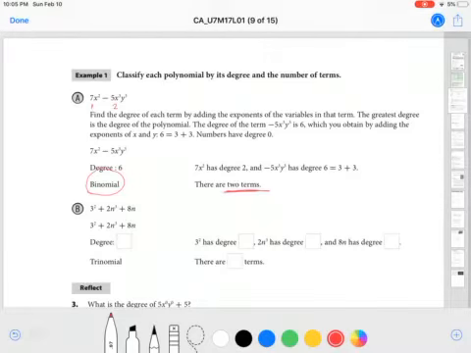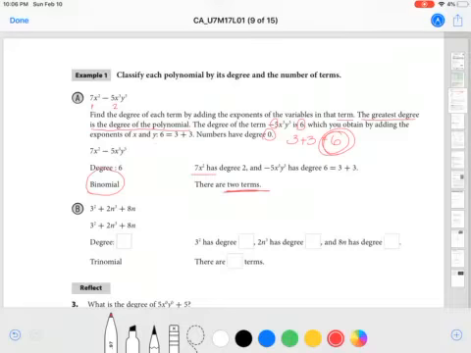Okay, so find the degree of each term by adding the exponents of the variables in that term. The greatest degree is the degree of the polynomial. The degree of the term negative 5x cubed y cubed is 6, because we have 3 plus 3, which gives us 6, which you obtain by adding the exponents of x and y. 6 equals 3 plus 3. Numbers have degrees of 0. So our 5 here would have a degree of 0. Okay, so our highest degree is going to be 6.